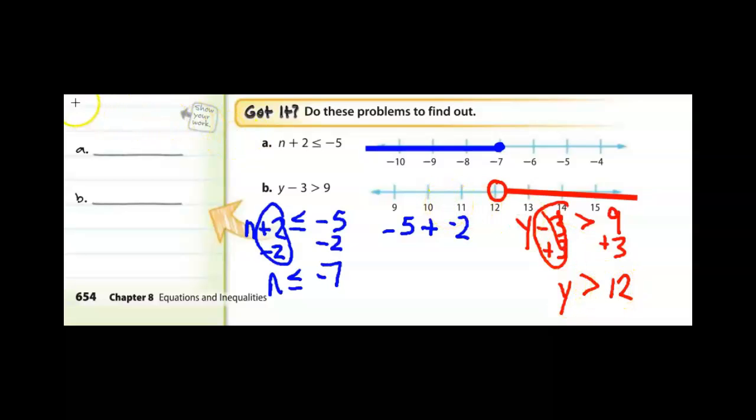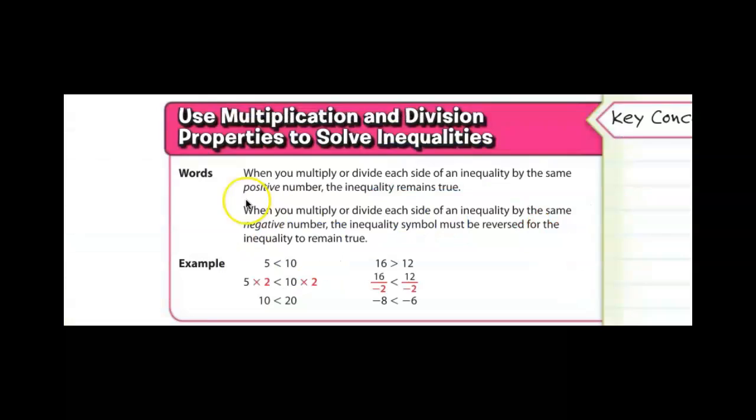All right, let's go ahead and talk about multiplication and division. We're going to use multiplication and division properties to solve inequalities. When you multiply or divide each side of an inequality by the same positive number, the inequality remains true. So this is going to be exactly the same as how we solved equations, except do you notice how it says positive number? I'm going to go ahead and underline that. This is really important. As long as it's positive, it's going to be the same.